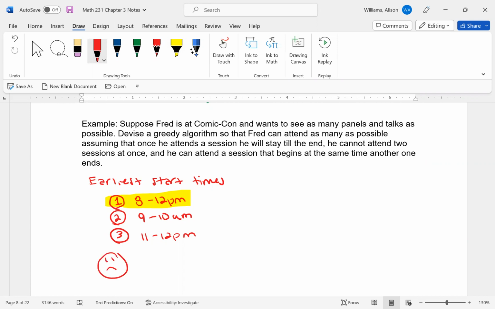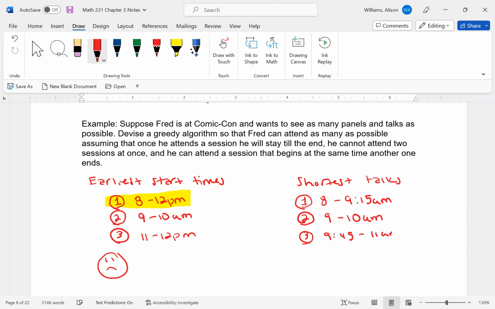Okay. What if we pick the shortest talks? All right. So in this scenario, it would work. He'd pick the second talk and the third talk, and he would be good to go. Let's see if we can create a scenario where it doesn't work. Okay. So let's say that the first talk goes from 8 a.m. to 9:15. Let's say the second one goes from 9 to 10. And the third one goes from 9:45 to 11 a.m.